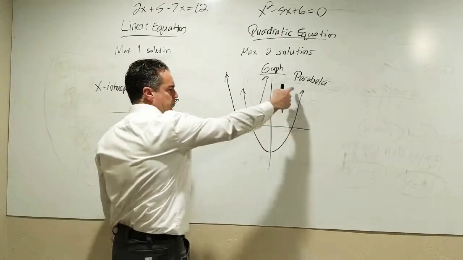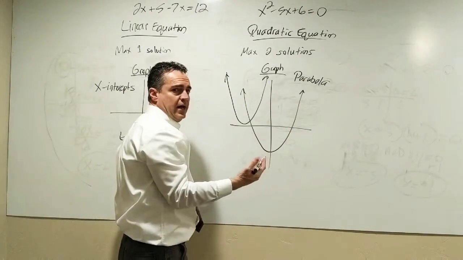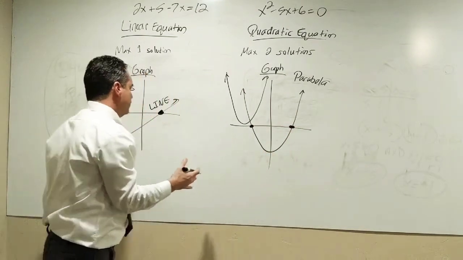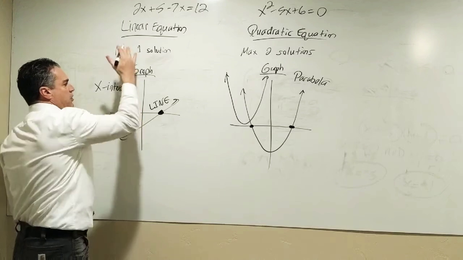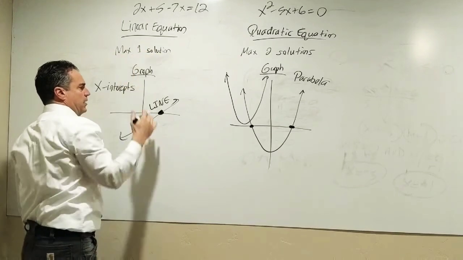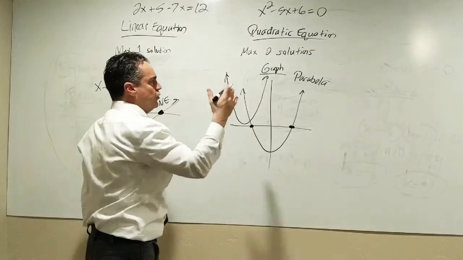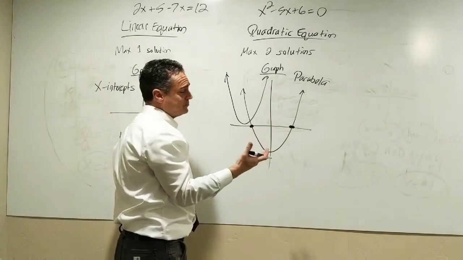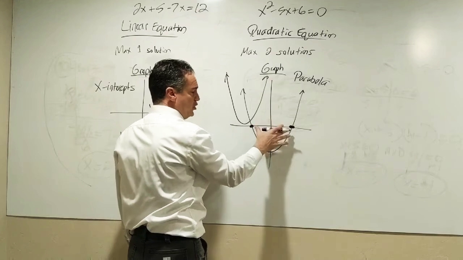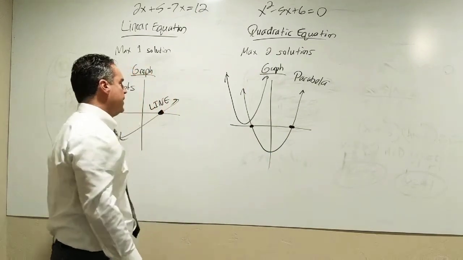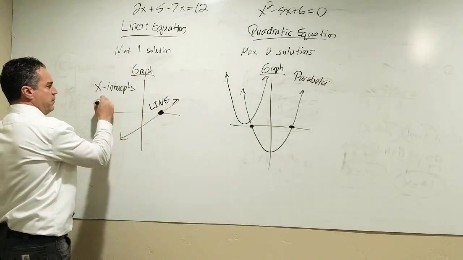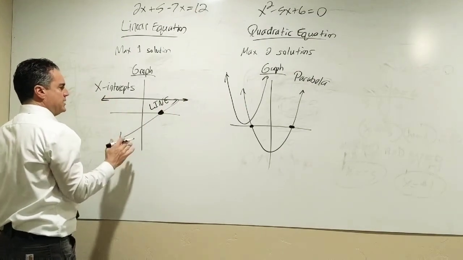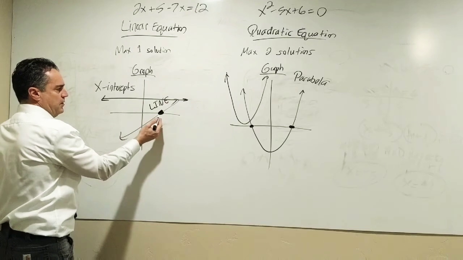How many times does this parabola here cross the x-axis? Yeah, 2 times. How many solutions does a linear equation have? 1. 1 intercept. How many solutions can a quadratic equation have? 2. Okay? And 2 intercepts, 2 solutions. You'll note that if this is a parallel line, a horizontal line parallel to the x-axis, how many times did it cross the x-axis?